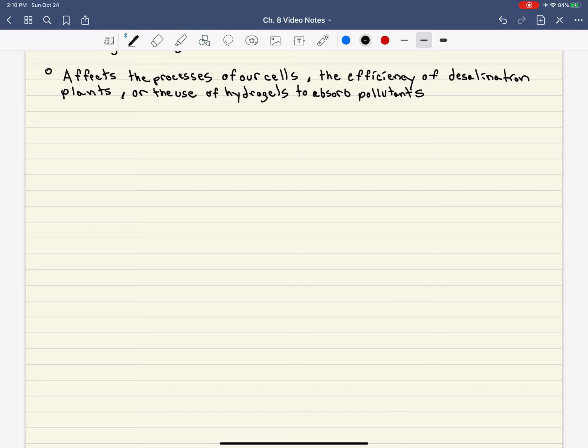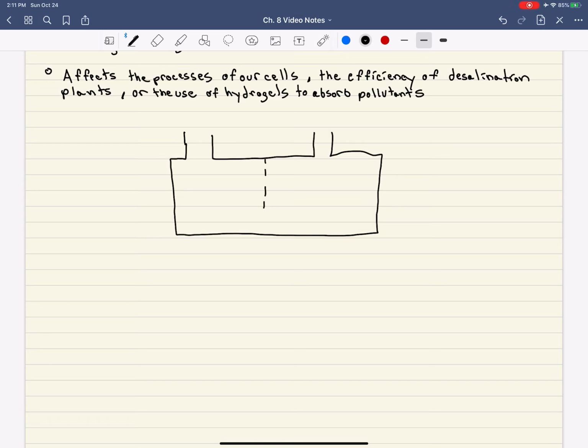Consider that we have this vessel that's split into two compartments. On the left-hand side here, we have what we call the alpha compartment, and on the right-hand side, we're going to have the beta compartment. In each compartment, we have these little two stems here. And in the middle here, this is where our semi-permeable membrane is going to be.